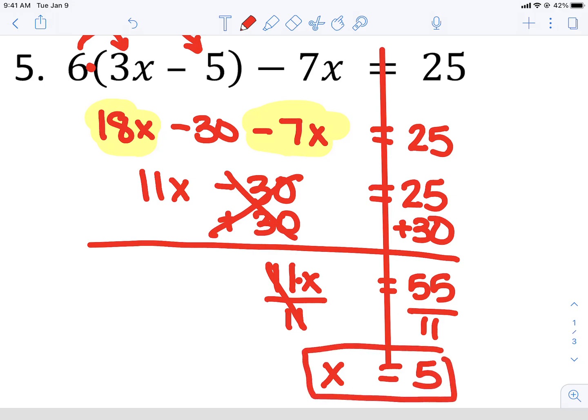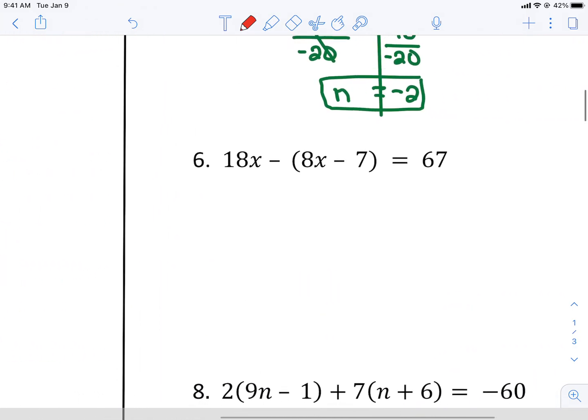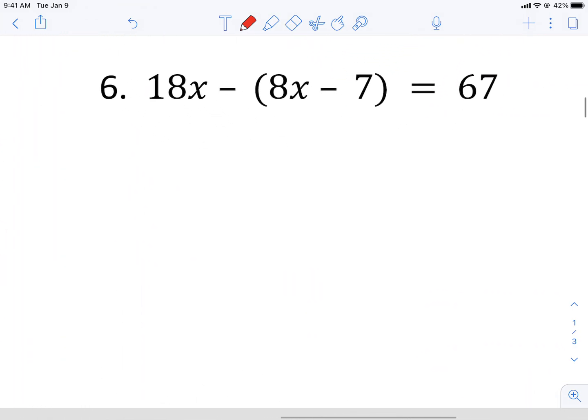And again, we could check this. We would have to plug in negative 5 for both x's on the left side. So now I want you to pause the video and try this one on your own.